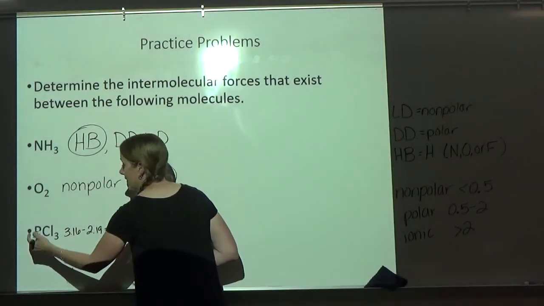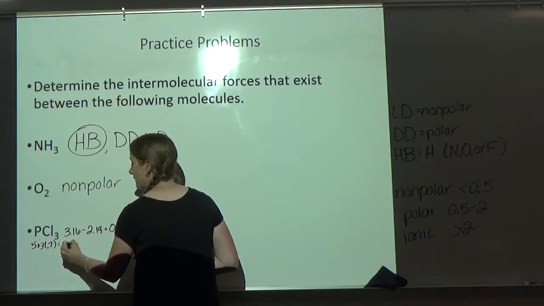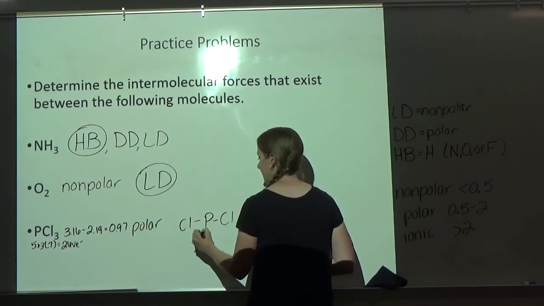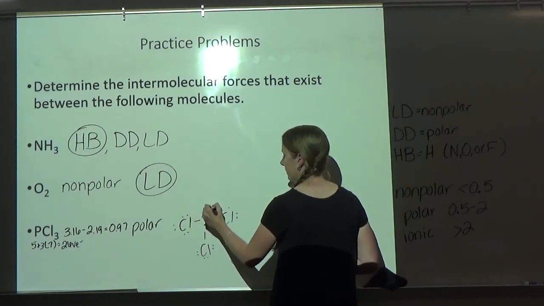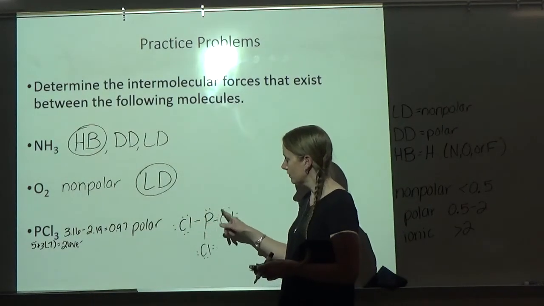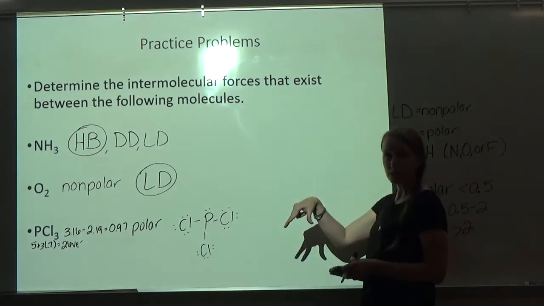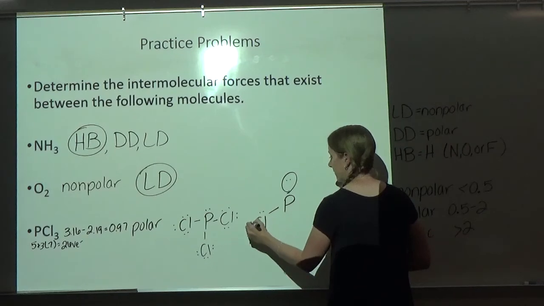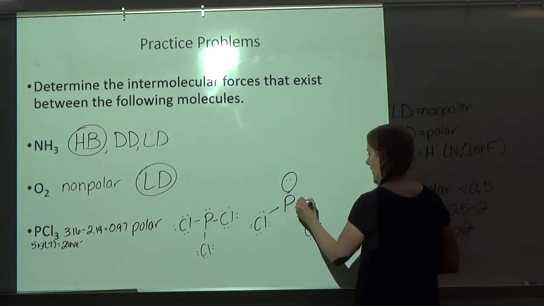Alright, so P has 5 valence electrons, chlorine has 7 times 3, which is 21, plus 5, which is 26 valence electrons. So I'm going to bond everybody, make everybody stable, and then check my total. I'm allowed 26: 2, 4, 6, 8, 10, 12, 14, 16, 18, 20, 22, 24, 26. Alright, so this is going to be a trigonal pyramidal molecule, so it's going to look like this. Then I'm going to have one coming out, and one going back.